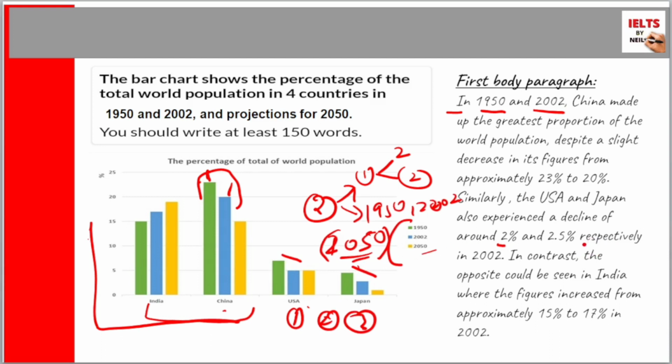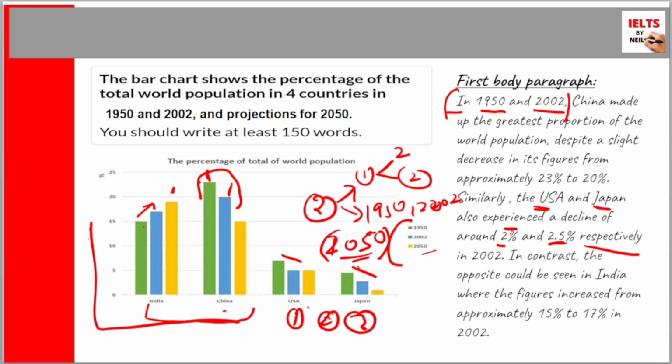See, whenever we use this word respectively, it means the first data belongs to the first country, and the second data belongs to the second country. That's why we use this word respectively here. In contrast, the opposite could be seen in India, where the figures increased from approximately 15 to 17%. As we discussed before, India is increasing, so 15% to 17% in 2002. This paragraph clearly gives us an idea that we are talking about these 2 years, so it looks a little organized. That's what we have to take care of. We have to make sure that our writing looks well structured and organized.